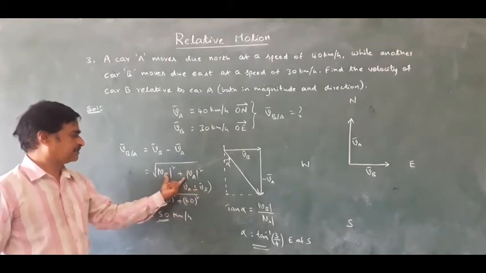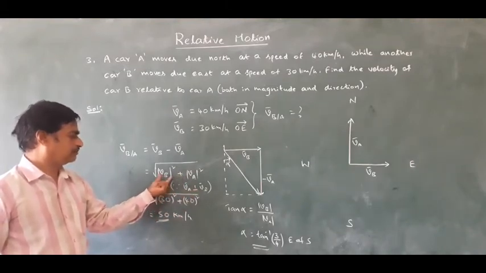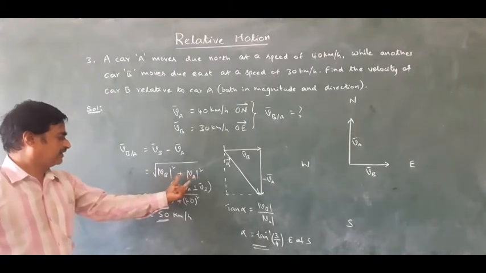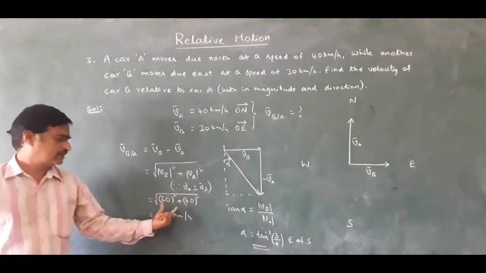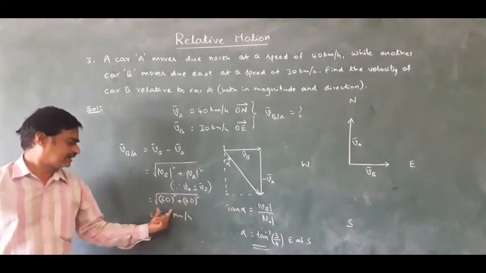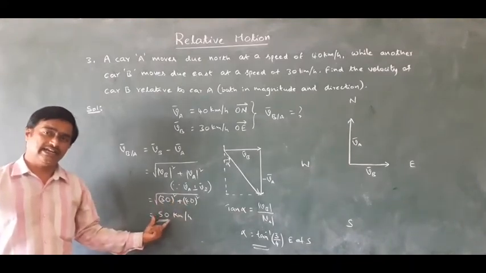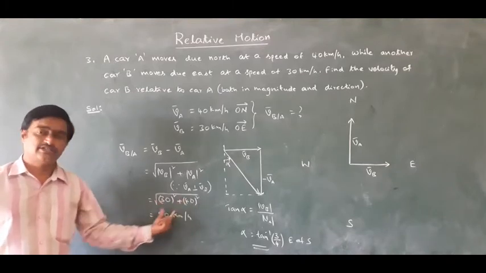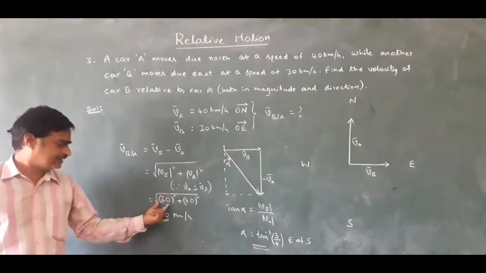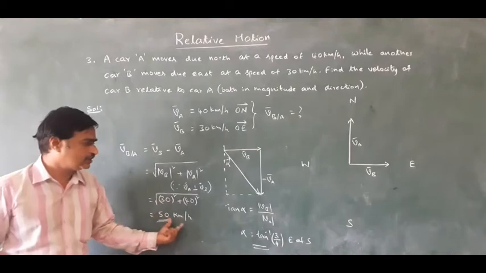Since this is perpendicular, it is the square root of mod VB square plus mod VA square, that is, under root of 30 square plus 40 square. That comes to be 50. These are sides of the right angle triangle. That's why we can easily identify this one as 50 km per hour.